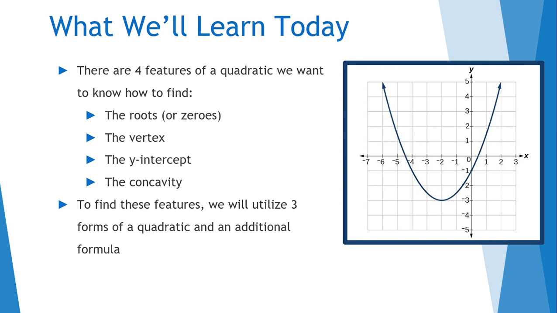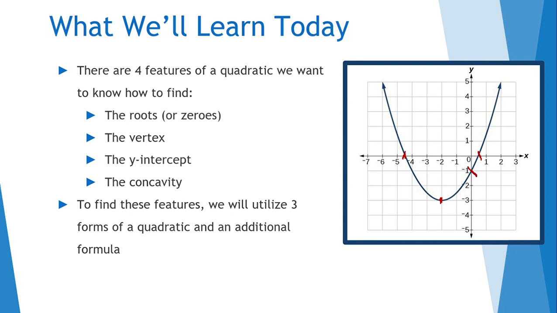So the roots are these 2 points where the function intersects the x-axis. The vertex is this point, kind of the tip of the function, the min or max. And the y-intercept is this point, essentially where the function intersects that y-axis.